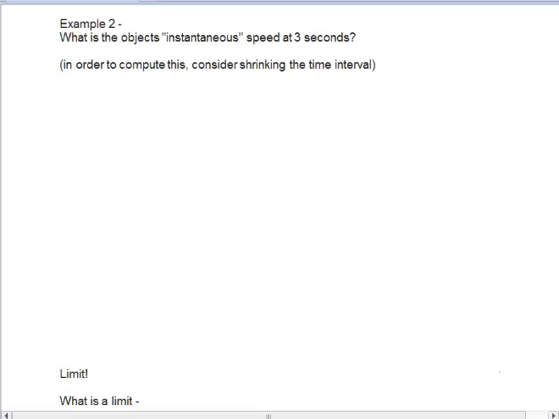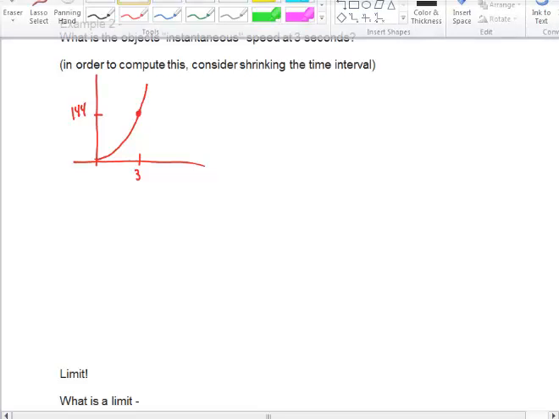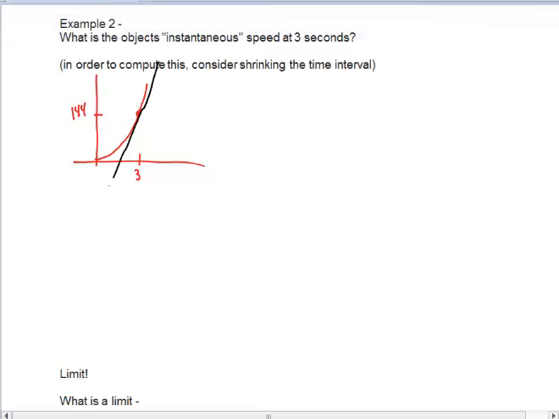Now in our next example, we're considering what is the instantaneous rate of change at 3 seconds. If we draw a picture and show that at 3 seconds it was 144, we want to talk about the instantaneous rate of change, or the slope of the tangent line. We find that by forcing the time interval to become really, really small. For instance, we're going to do the slope between 2.99 and 3.